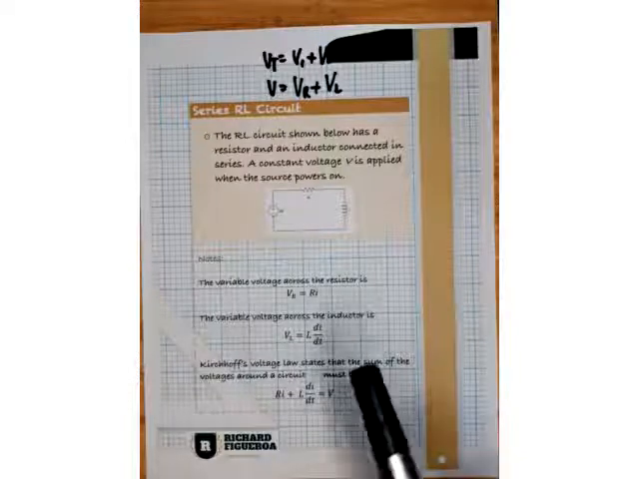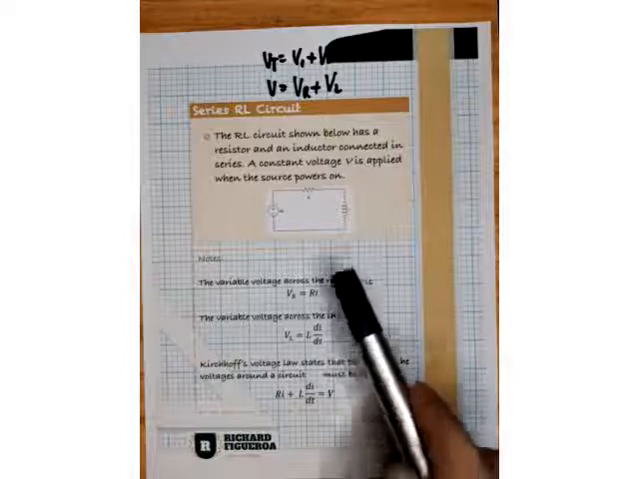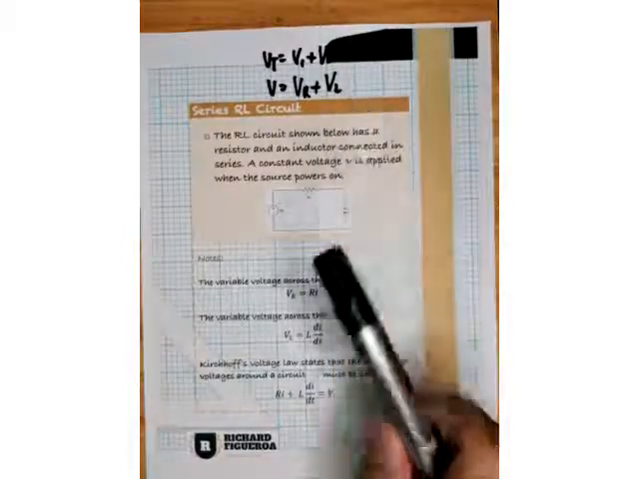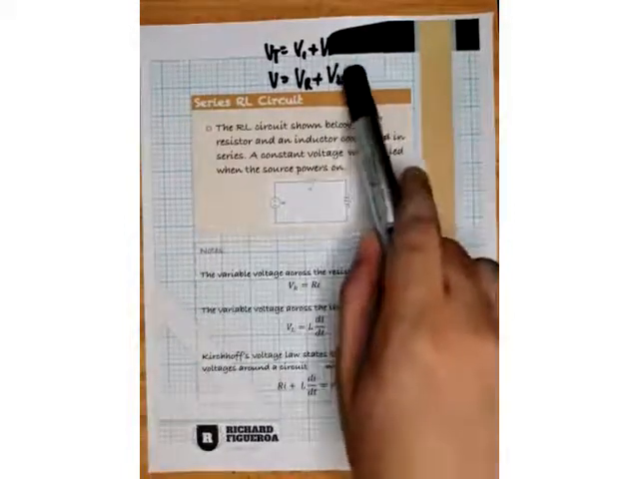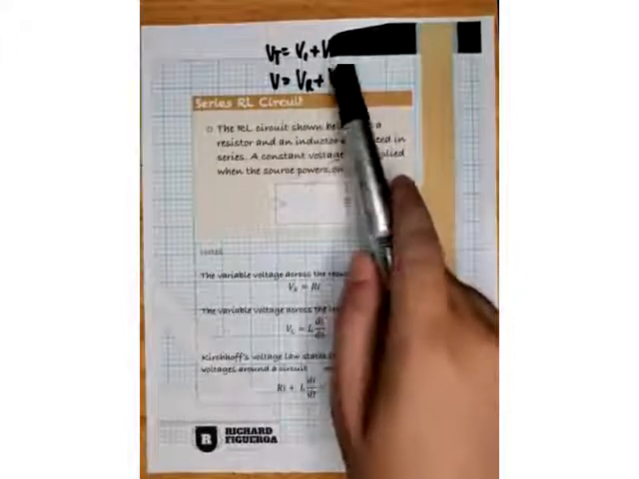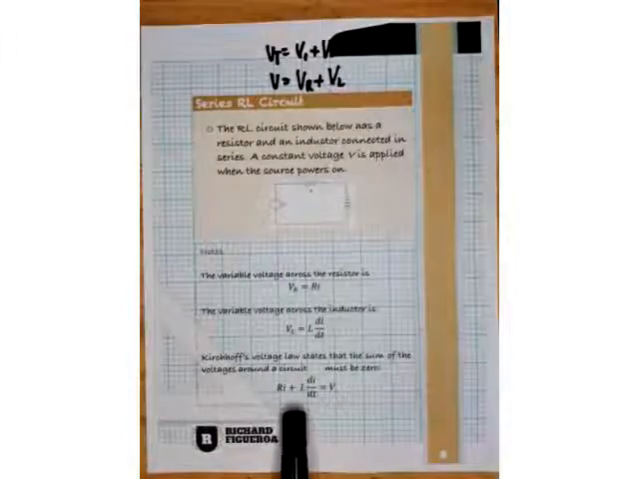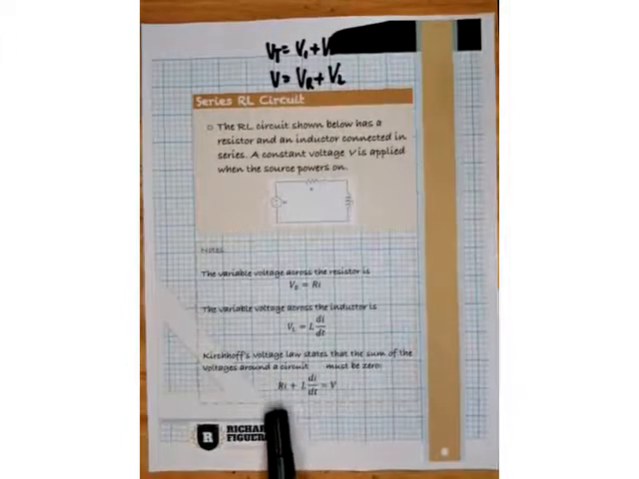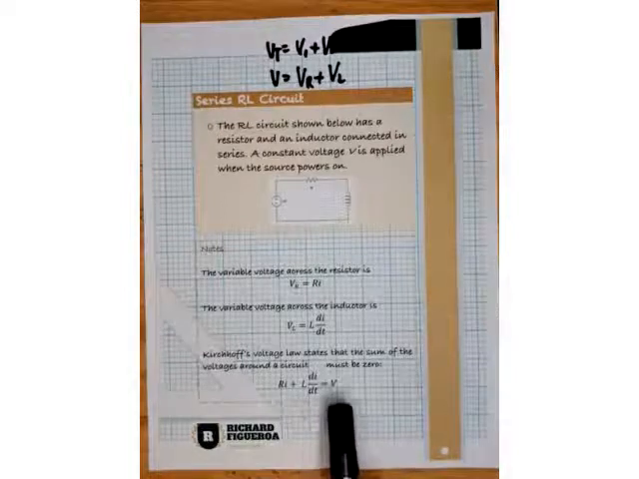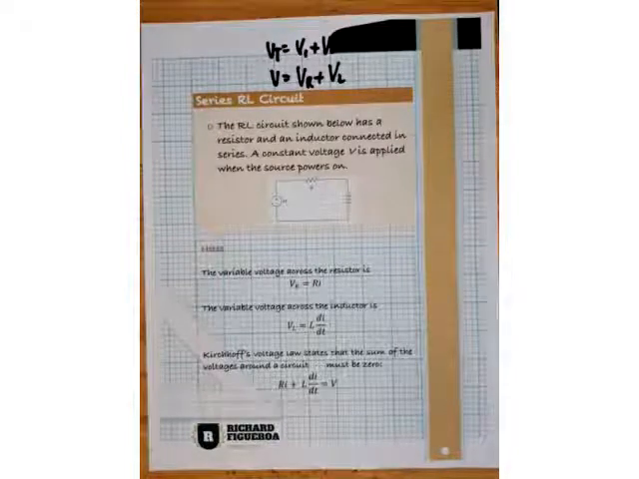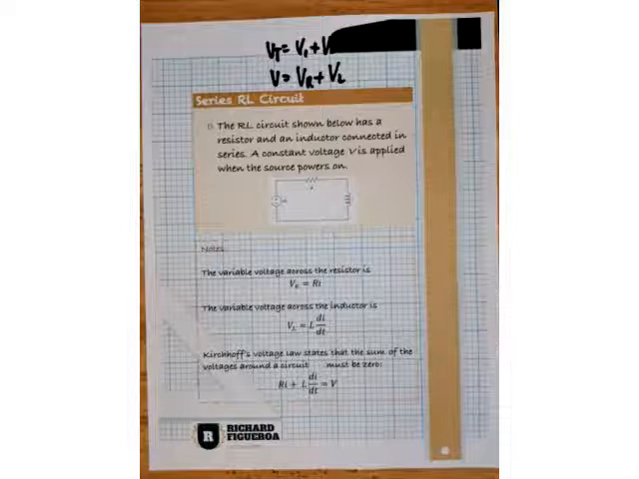And then kung i-apply natin yung dalawa, i-substitute natin sila dito sa ating KVL equation in terms of yung voltage natin. So therefore, this is equal to Ri plus L di over dt is equal to V. Okay, so yun lang yung ating general equation.